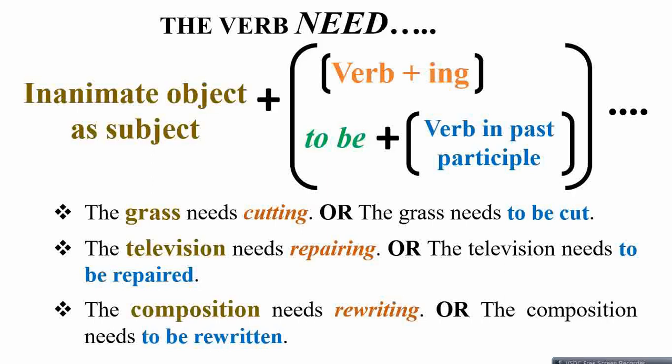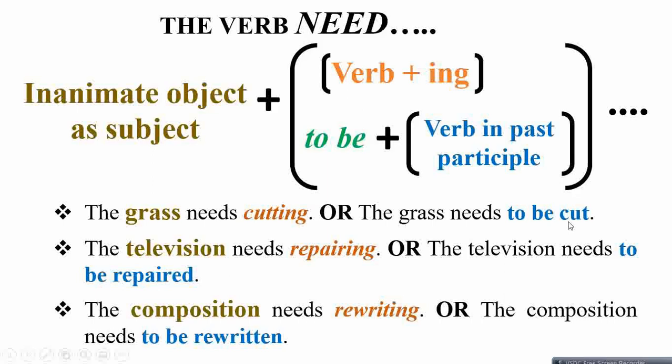However, if the subject is an inanimate object, inanimate means something which is not alive, having no spirit. In that case, need will be followed by a gerund form of the verb, or to be followed by the third form of the verb, the past participle. We can see in the examples, the grass is an inanimate object: the grass needs cutting, which is a gerund form of the verb, or the grass needs to be cut.